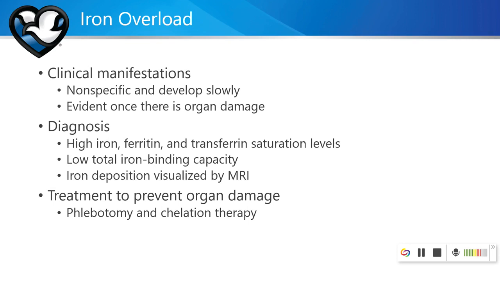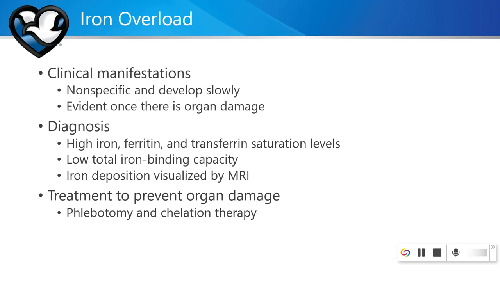Clinical manifestations of iron overload are nonspecific, develop slowly, and become more evident once there is organ damage. See page 142 of your textbook, which provides a list of 7 organs that can be damaged and the symptoms associated with each. To diagnose, a CBC may be done, which could be normal or show other anemias.